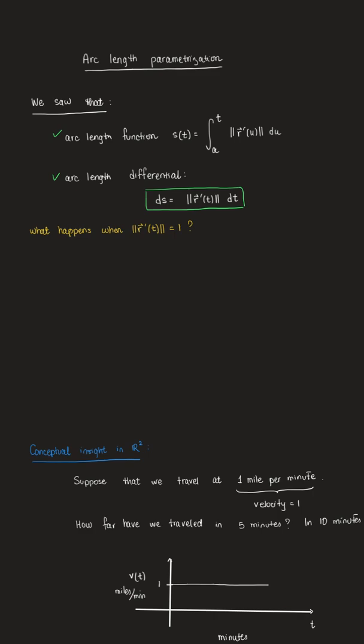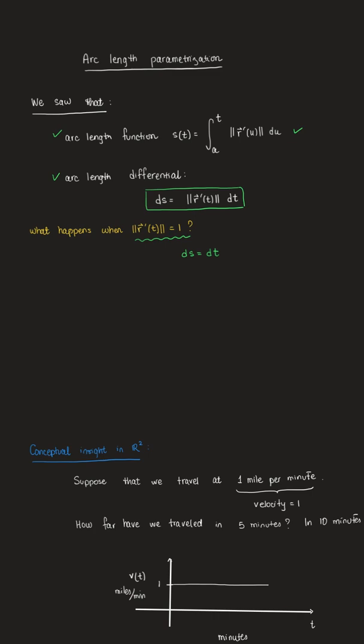Now, what happens when that magnitude of r prime of t equals 1? In other words, the rate of change of our vector function is equal to 1. Actually, something really useful and interesting happens. In our differential, if the magnitude of r prime of t is 1, you can see that ds equals dt. Okay, what does that mean? Well, we're dealing with infinitesimal quantities. We can also see that from here, s will be equal to t, whether it's infinitesimal or not.